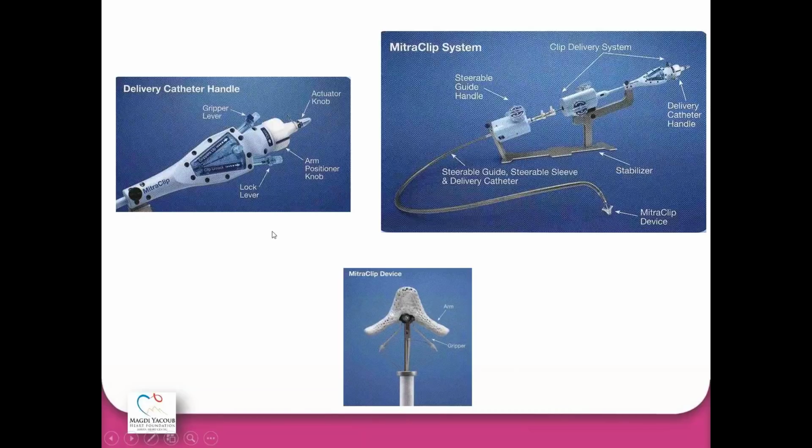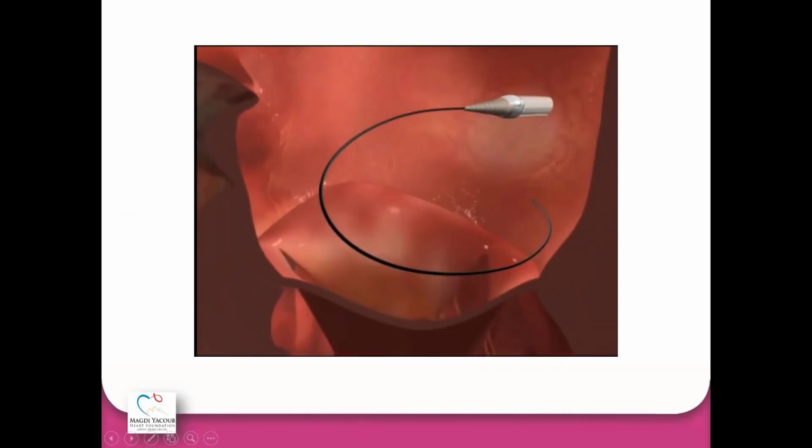Again, this is the handle for the controls, and this is the clip itself. These are the arms of the clip. These are the grippers of the clip. Between the arms and the grippers, the native mitral leaflets will be grasped and then sandwiched to form proper coaptation. And this part is like a needle, and we will see later on that we have to monitor the motion of this needle after release of the clip.